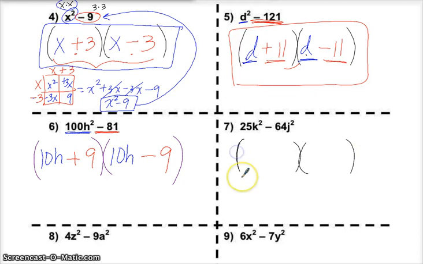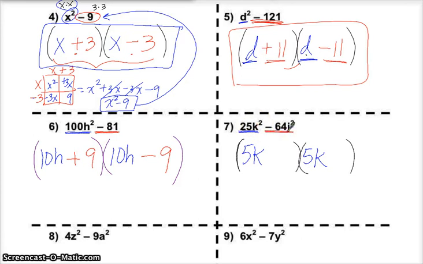Again, if you catch on now, pause. Go ahead and pause and try to do the rest on your own, and then come back and check with me if you want. But I'm going to continue. 25k squared. You should get 5k times 5k. 5 times 5 is 25. K times k is k squared.